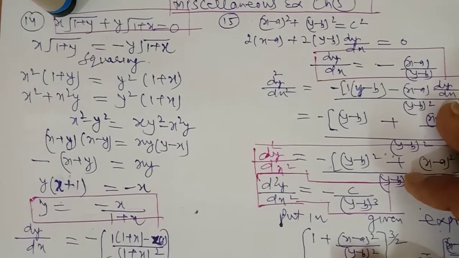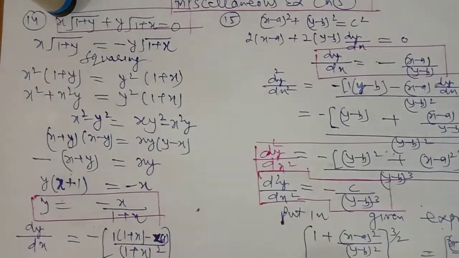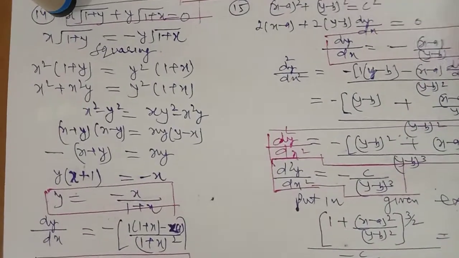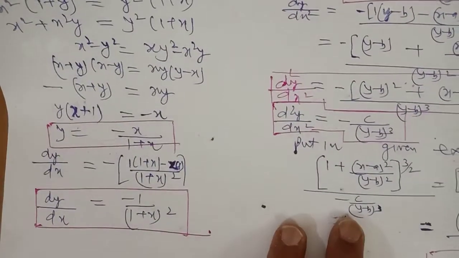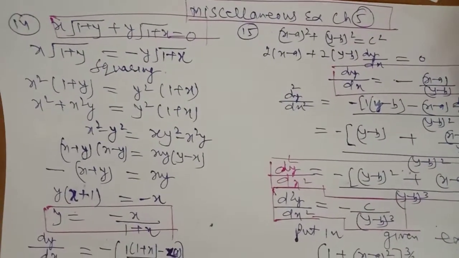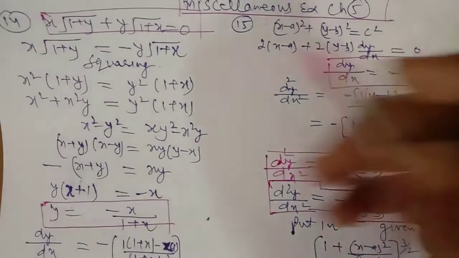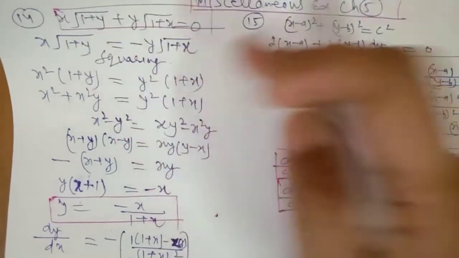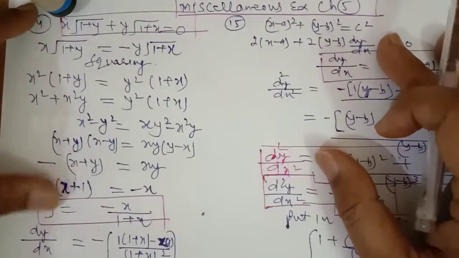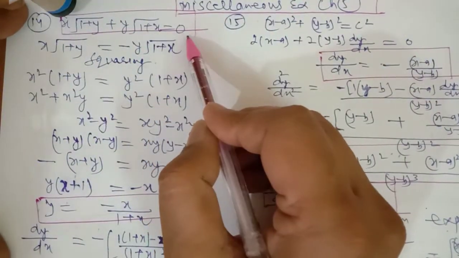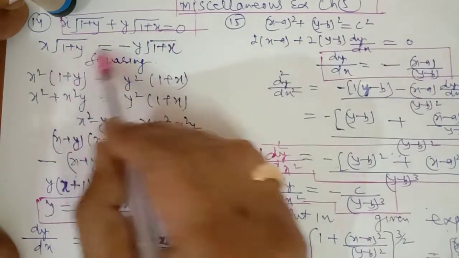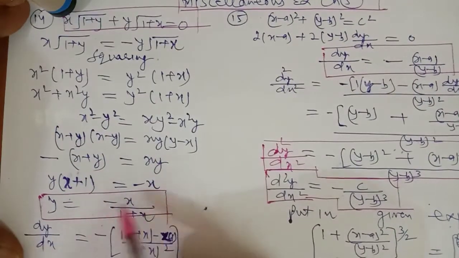Now, whenever you have to prove something, that the derivative of the given function is equal to, in this question, minus 1 upon x square, see it very carefully when you have to find or prove something. Now, the function is x under root 1 plus y, plus y under root 1 plus x, is equal to 0. First of all, simplify it to obtain the value of y.